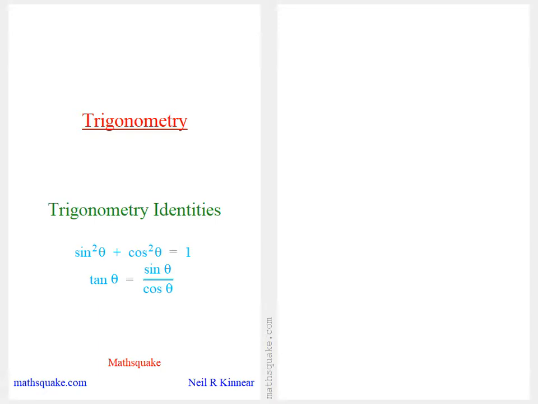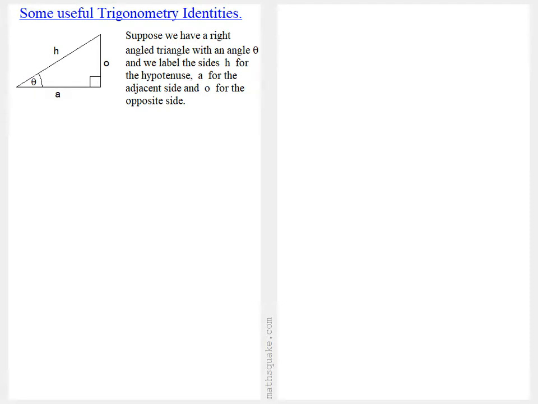Trigonometry. Trigonometric identities. We're going to look at sine squared plus cos squared equals 1 and tangent is sine over cosine. So let's look at some useful trigonometric identities. Suppose we've got a right angle triangle with an angle theta and we label the sides h for the hypotenuse, a for the adjacent side and o for the opposite side.